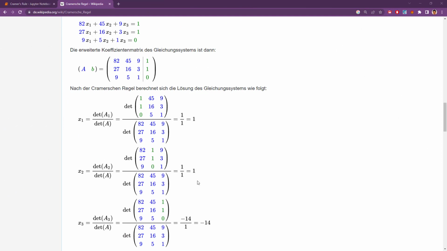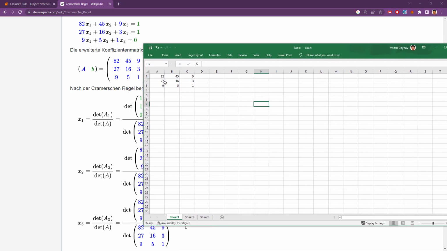I mean, you just calculate 4 determinants, then you say, okay, the first one, x1, the first variable that we're looking for, is equal to determinant a1 divided by determinant a. The second one, x2, is equal to determinant a2 divided by determinant a. And the third one is determinant a3 divided by determinant a. So now the great question is, what exactly is a determinant and what can we do with it? So let's take a quick look in Excel.